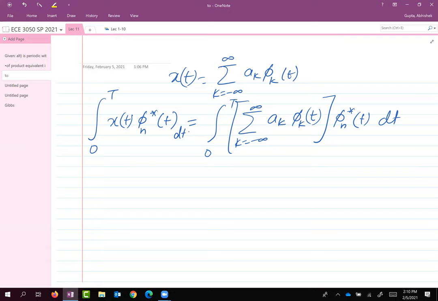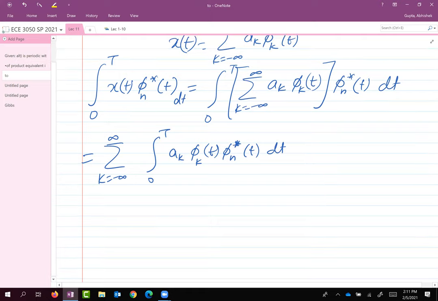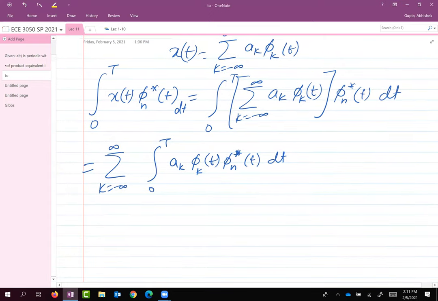Well, the first thing that I'm going to do is expand this bracket. So multiply phi n star with each of these components, and I'm going to take the summation outside. K equals minus infinity to infinity, integral zero to T, I have a_k, phi k(t), phi n star(t), dt. Now, what do we get?